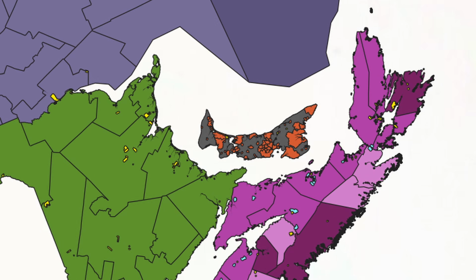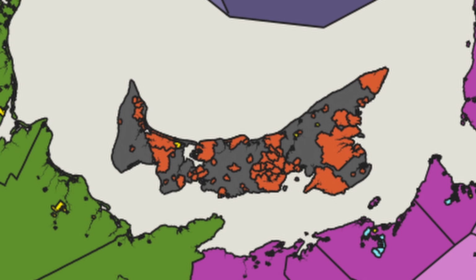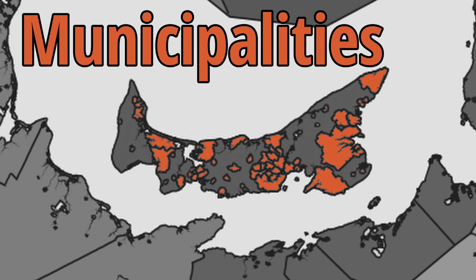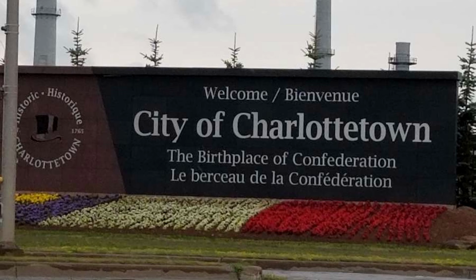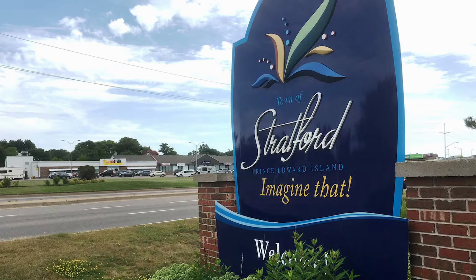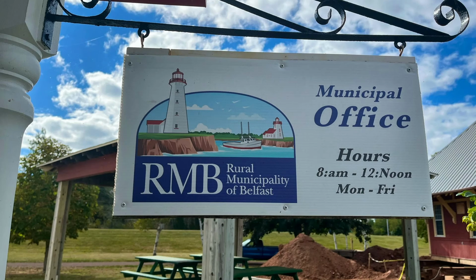Prince Edward Island is similar to Newfoundland and Labrador, in that it really only has municipalities as its division, and the rest of the land is unorganized. The municipalities are split into cities, towns, rural municipalities, and resort municipalities. Under Prince Edward Island's Municipal Government Act, a city must have 15,000 people, a town 4,000 people, and a rural municipality are places that no longer meet these population requirements.